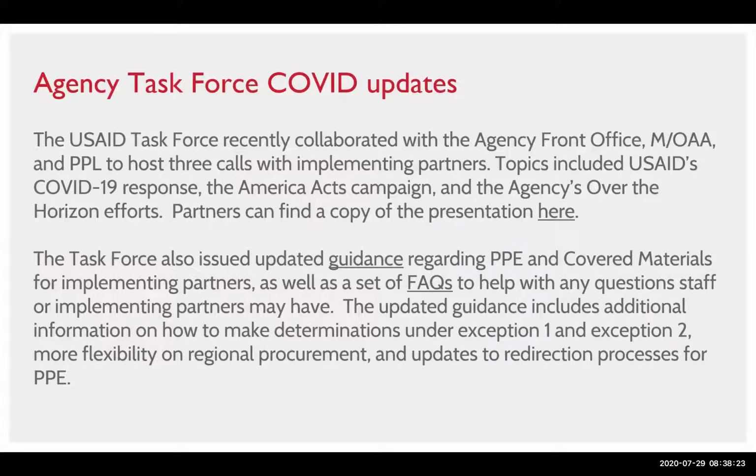The task force has also issued updated guidance regarding personal protective equipment and covered materials for implementing partners, as well as a set of frequently asked questions to help with any questions staff or implementing partners may have. The updated guidance includes additional information on how to make determinations under Exception 1 and Exception 2, more flexibility on regional procurement, and updates to redirection processes for personal protective equipment. And again, you can access these guidance by clicking on the links once these slides are sent. Next slide, please.